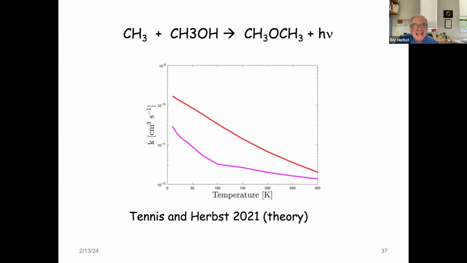Here's a quantum mechanical calculation done by a student of mine. This is the reaction CH3 plus CH3OH, and the rate constant, which, remember, is related to the cross section, is shown on the ordinate, and the abscissa is temperature. You can see these reactions do like low temperature, because at low temperature, what chemists call these intermediate processes stay around long enough that they can give off the radiation. Okay.